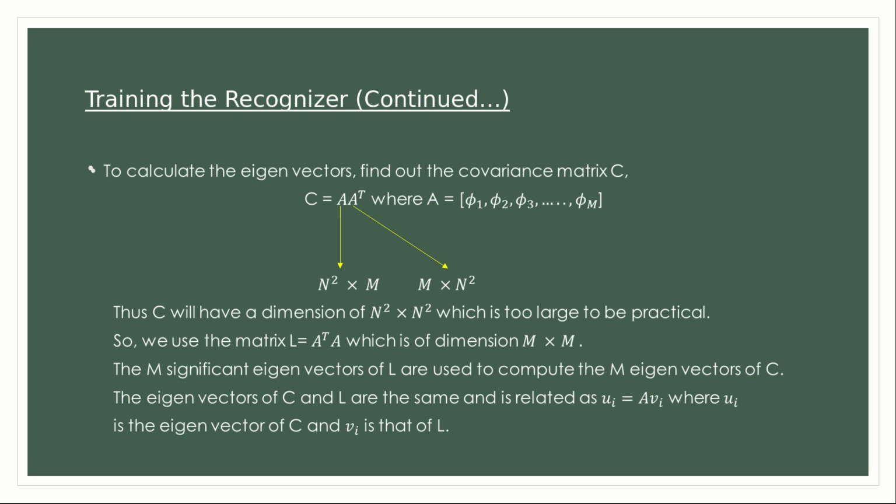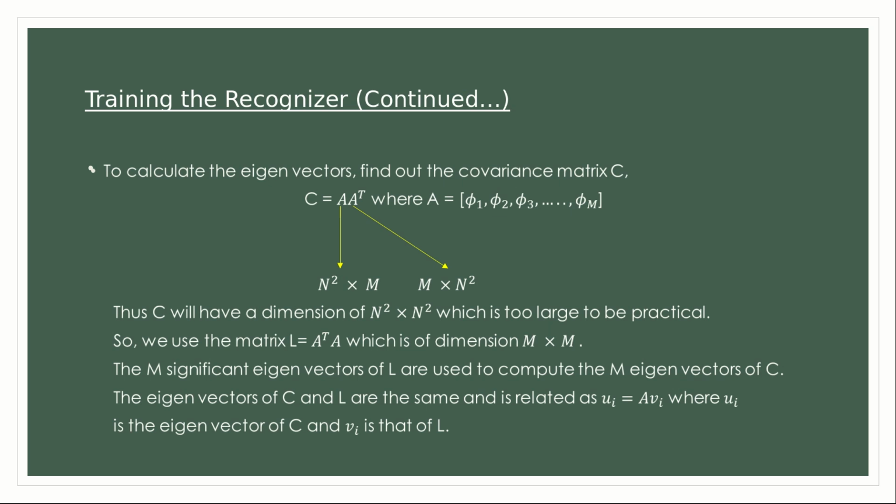Now that we have done that, it's time for us to calculate the eigenvectors. For that, we need the covariance matrix. As we know, it equals A A transpose. What is A? A is a matrix constituting the normalized face vectors. As we can see from the slide, C is going to have a huge dimension, that is n square by n square. Finding the eigenvectors from such a huge amount of data is going to consume a lot of computational time. So we need to think of an alternative approach, right?